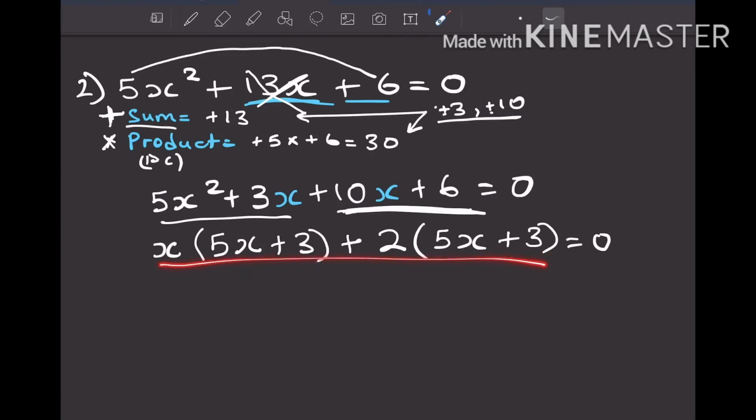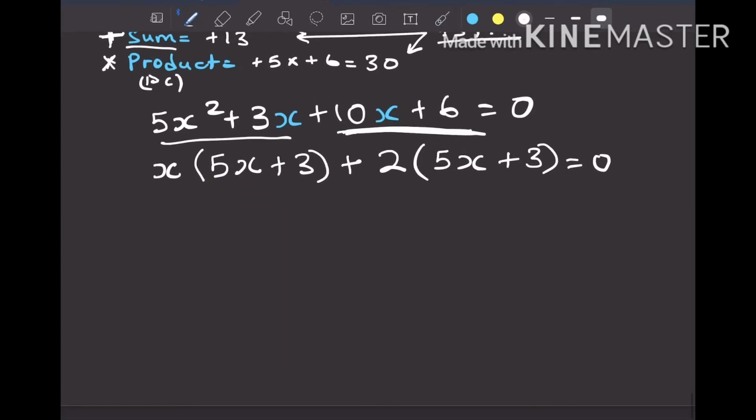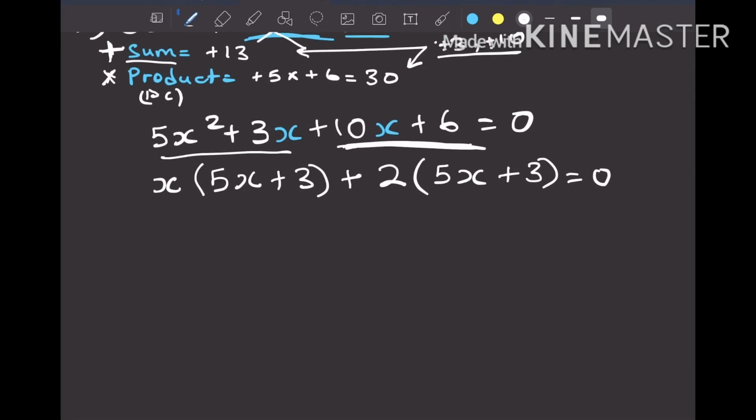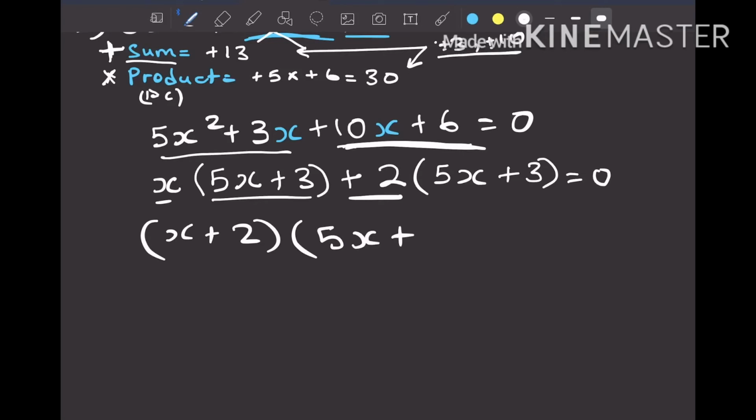Now that I've done this, I just have to write them together. So that'll give me x plus 2, so the numbers that are outside first, x plus 2, and the numbers that are inside, so 5x plus 3. I don't need to write two brackets, I don't need to repeat the 5x plus 3 since it's the same. I have to write it only once. So the numbers outside first and the numbers inside, and this is my answer, and we're simply just done with it.